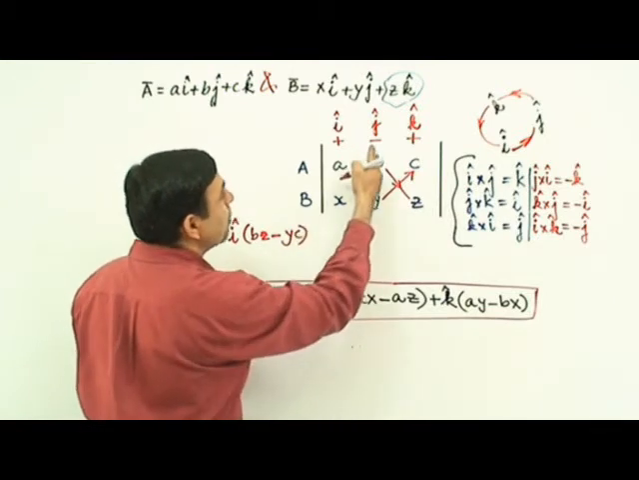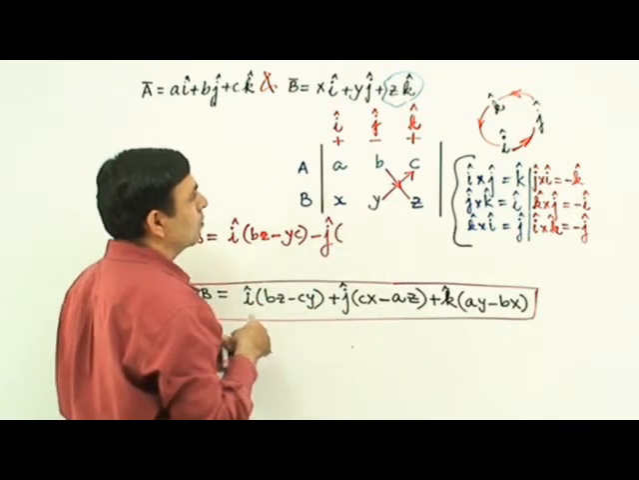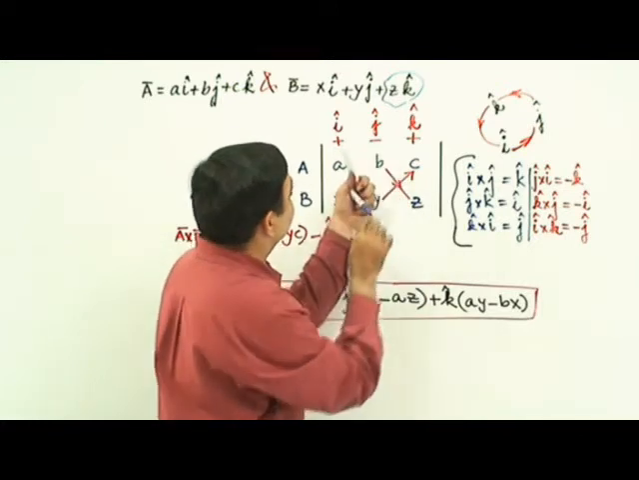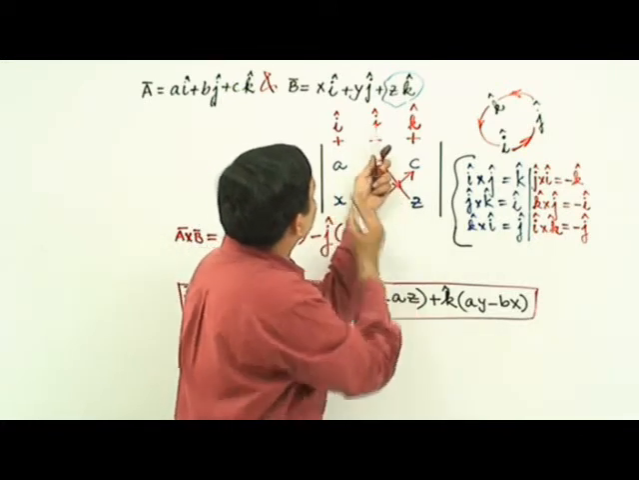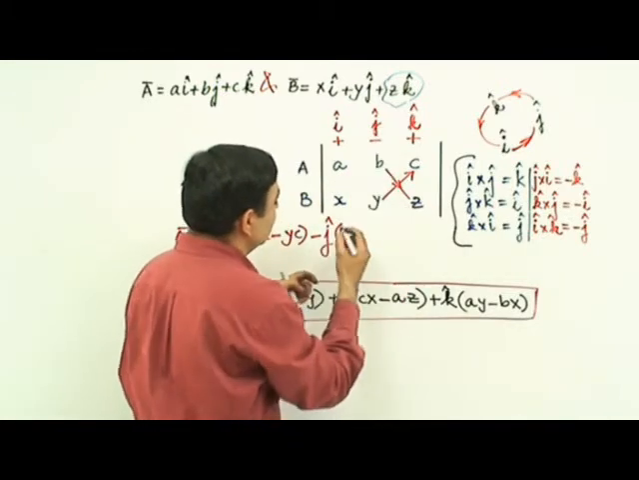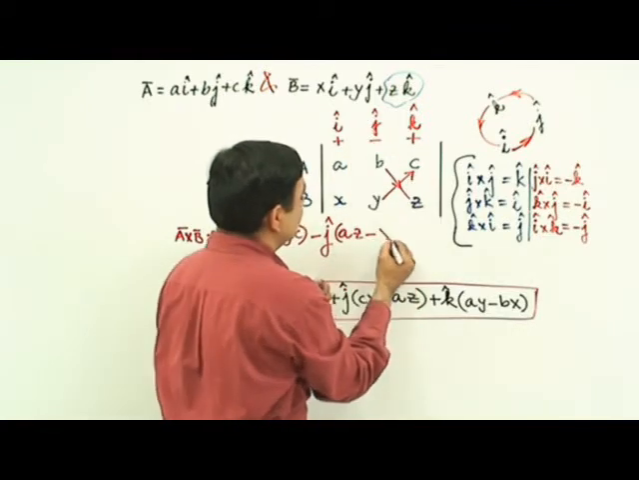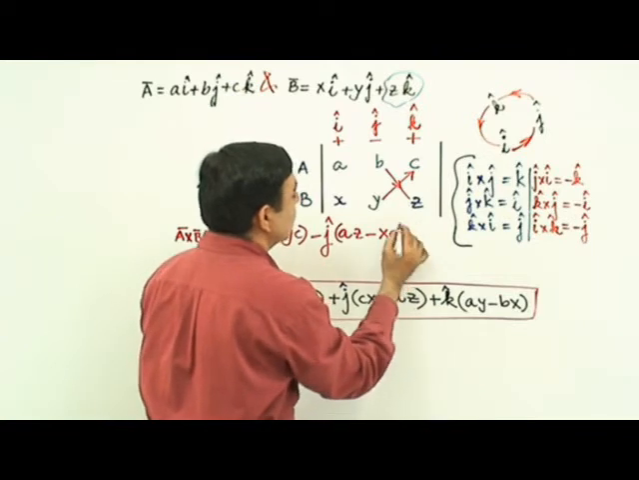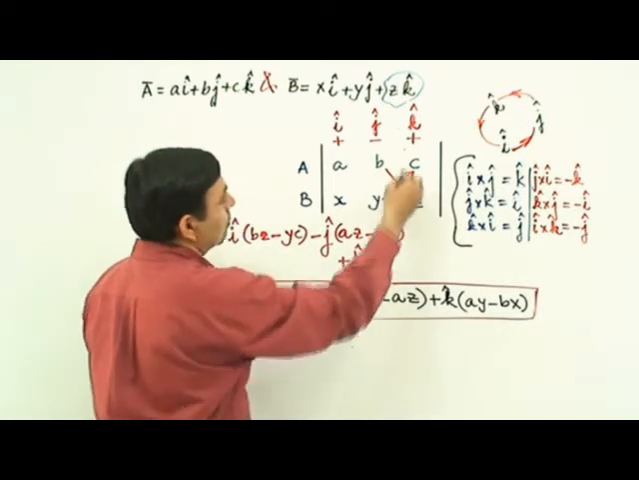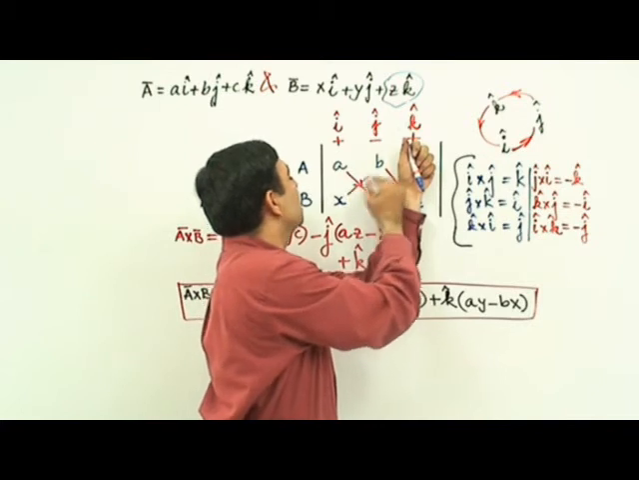Now minus J into, forget about the terms below J. Now you need to take this into this, AZ minus XC. Then plus K, forget about the terms below K. Now this into this, AY minus XB.